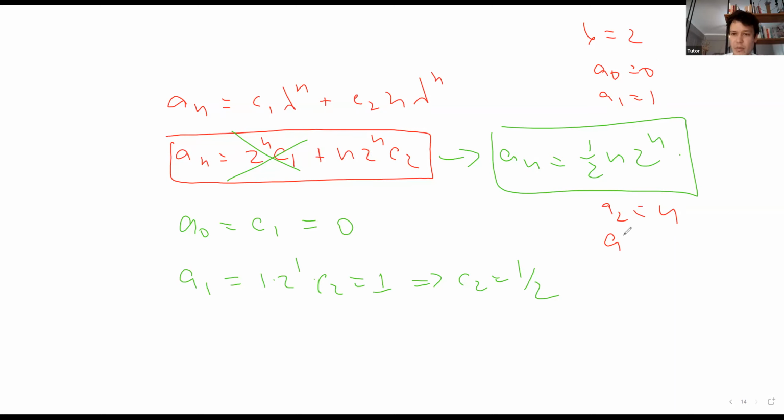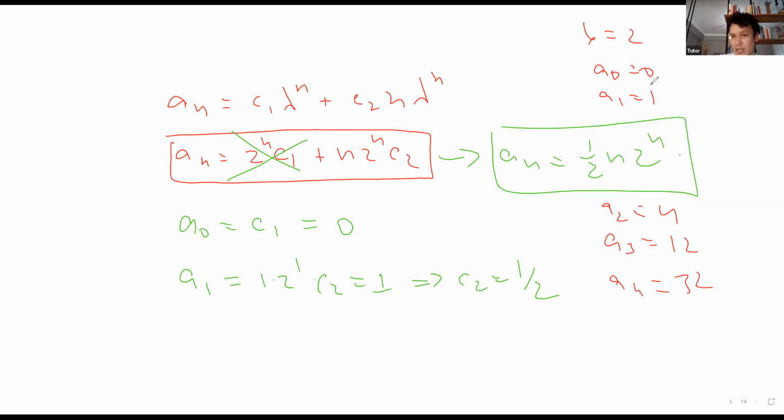So if I plug in n equals 3 in here, I'm going to get 8. So look at this. If I plug in 3, I'm going to get 8 times 3 divided by 2, which is 12, right? And if I plug in 4 in here, I'm going to get 16 times 4 divided by 2. So I get 32, right?